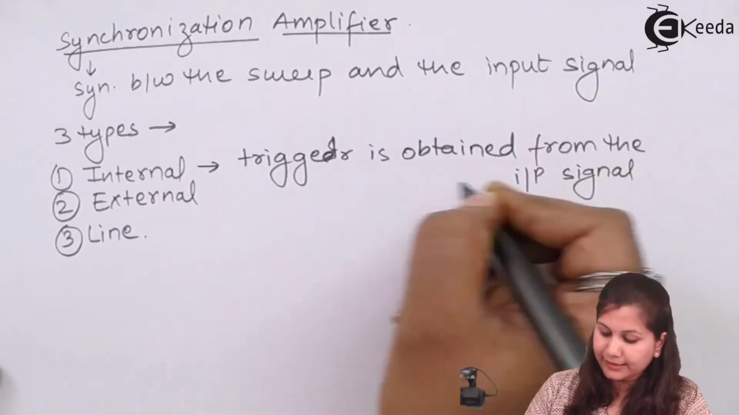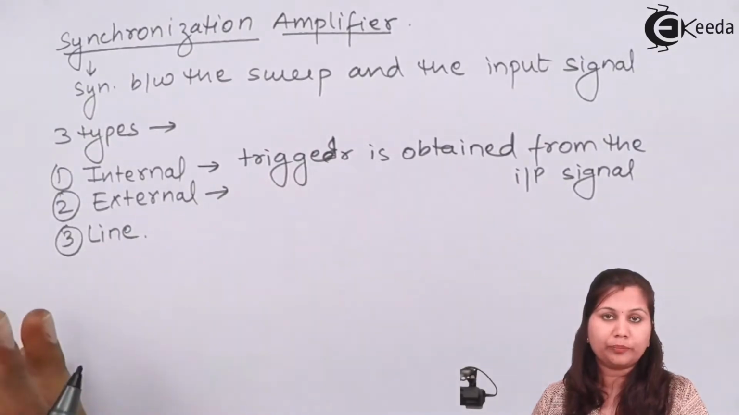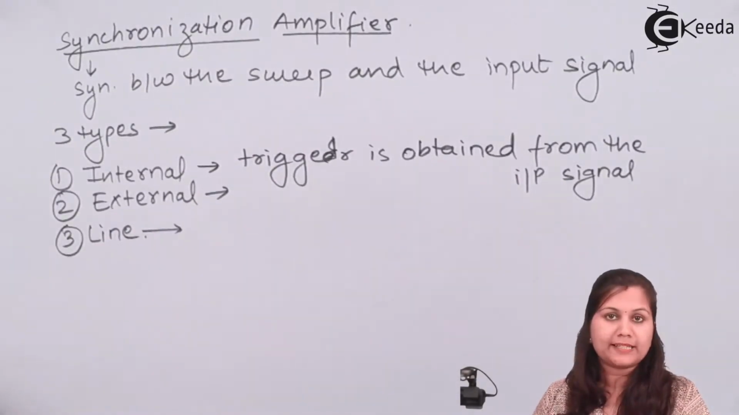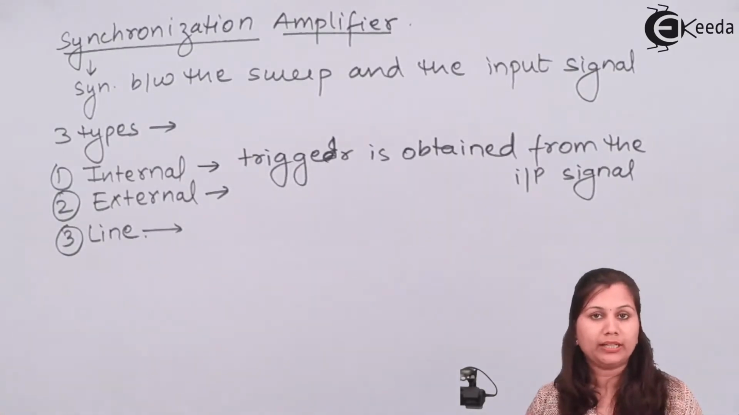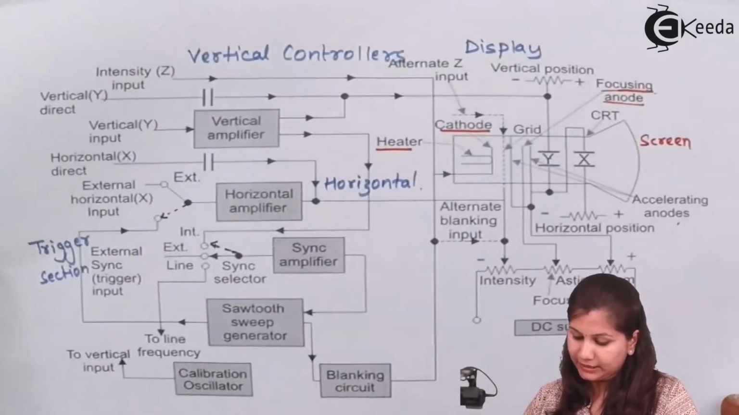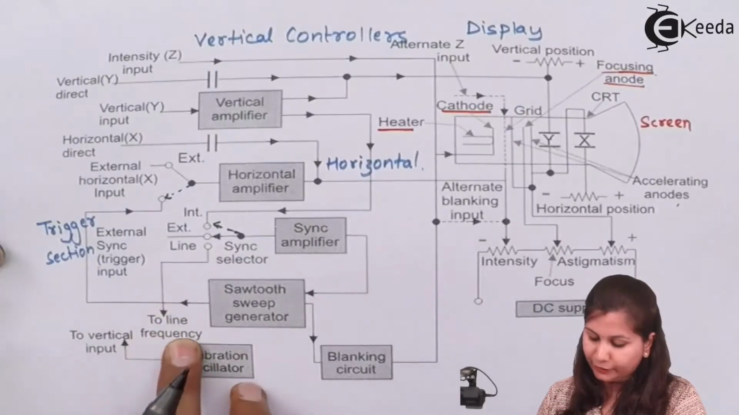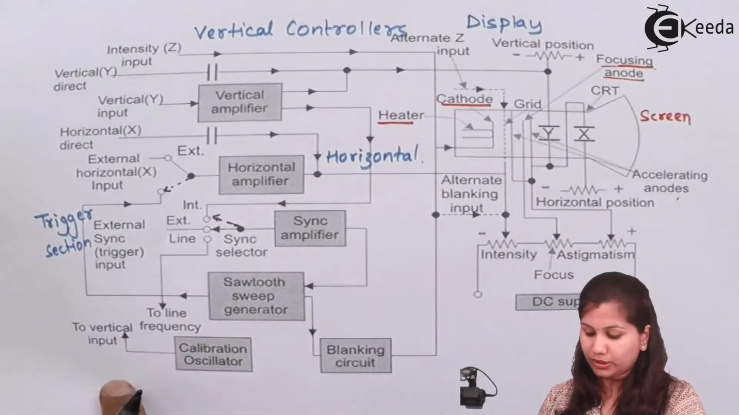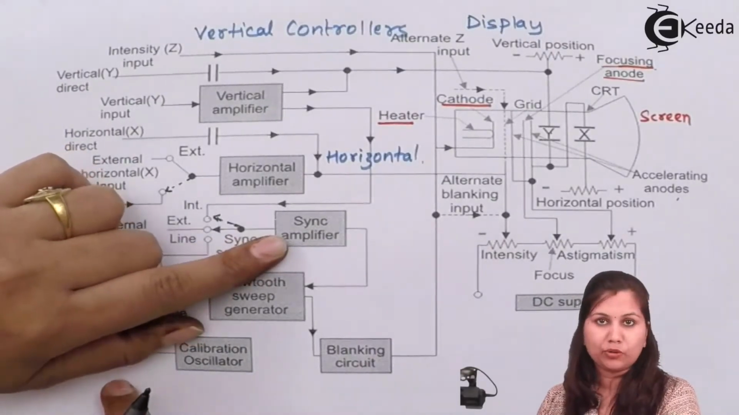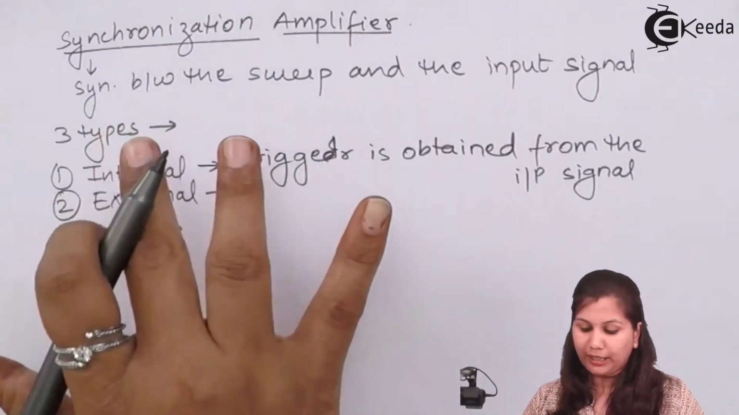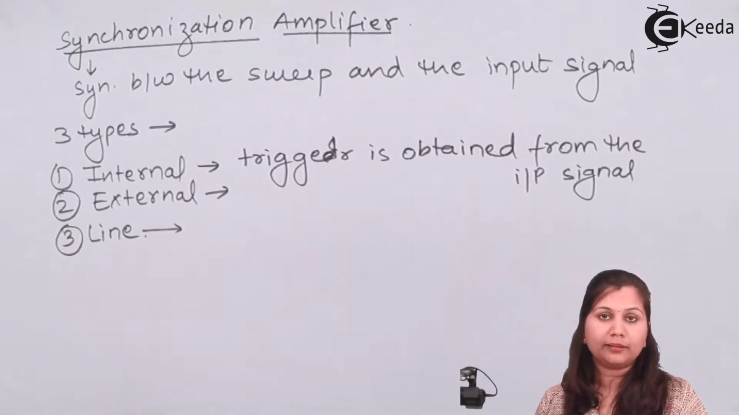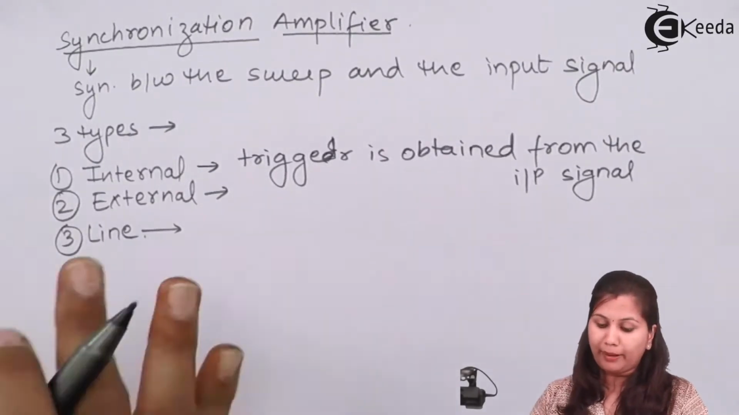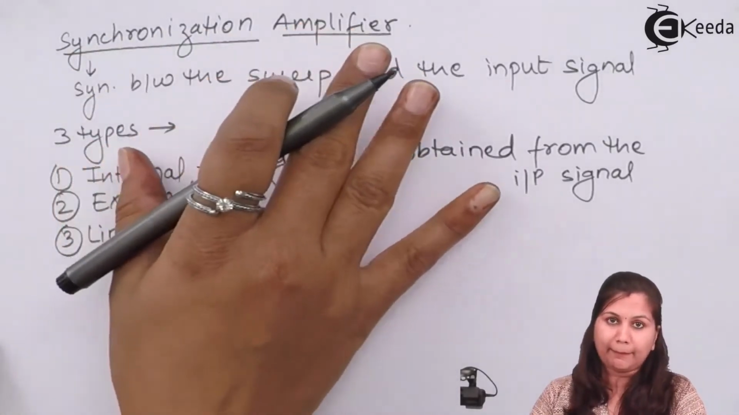In the external synchronization, the trigger is obtained from an external source, and in the line synchronization, the trigger is obtained from the line frequency. You can see that in the line, it is connected to the line frequency. So from the power supply source, the synchronization is provided. So these are the three types of synchronization done between the vertical input and the horizontal input by this synchronization amplifier.